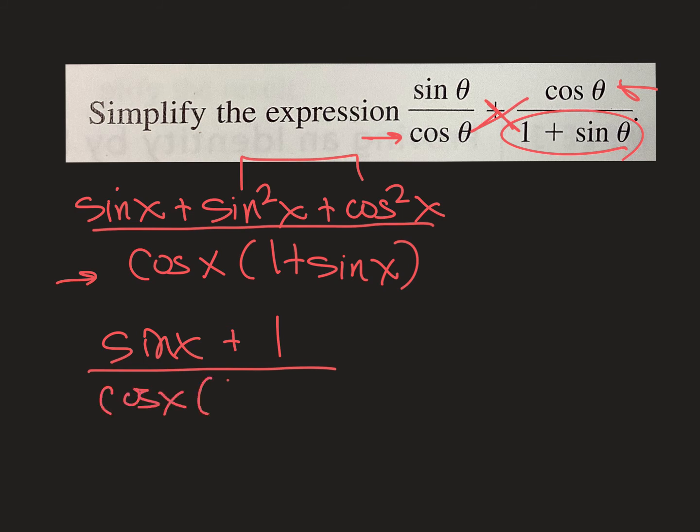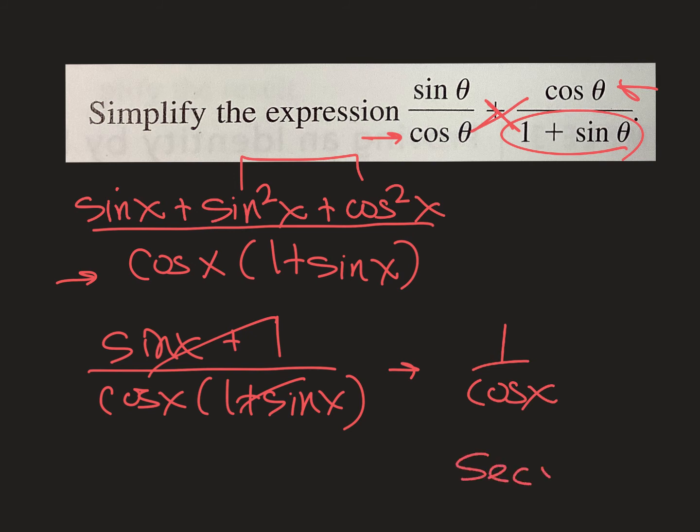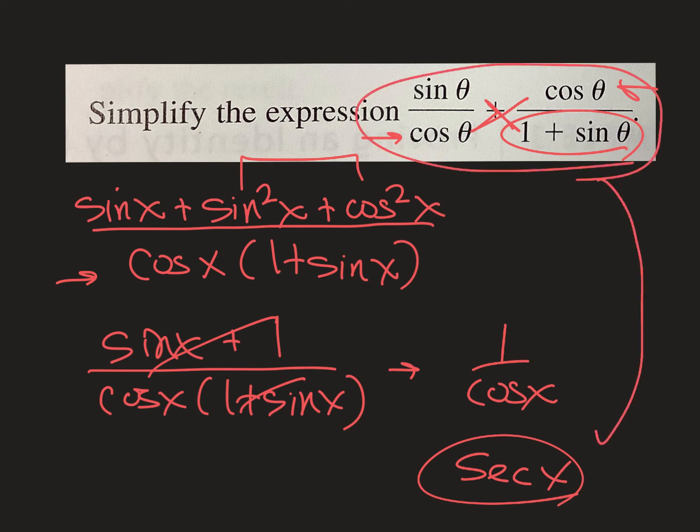Cosine x on the bottom, I still have this. And one thing I'm noticing here is on the bottom, I have a 1 plus sine x. And in my numerator, I have a sine x plus 1, which is the same thing. So those cancel. What that leaves me with is 1 over cosine x. And we just saw this a second ago. 1 over cosine x, secant x. Simplified that big monster of two fractions down to just secant x.